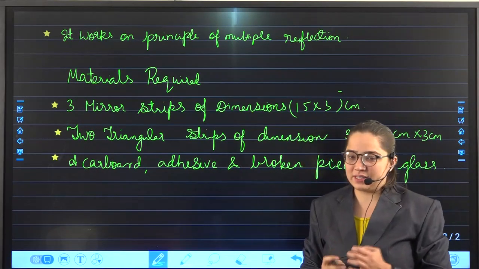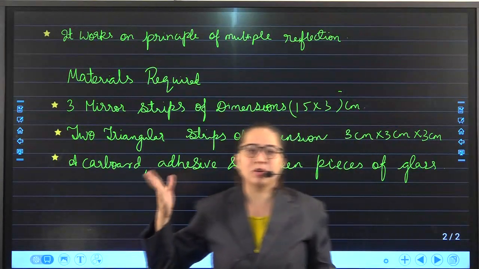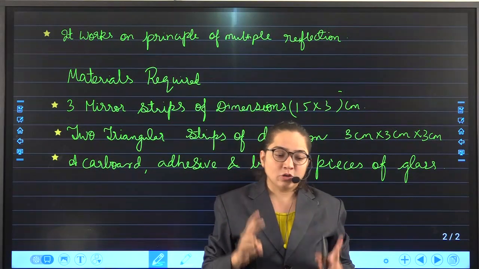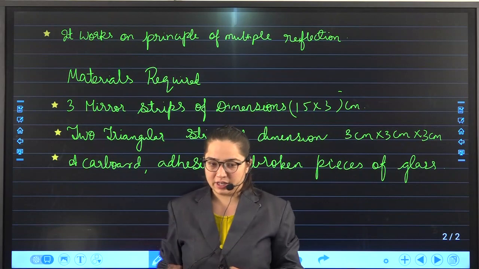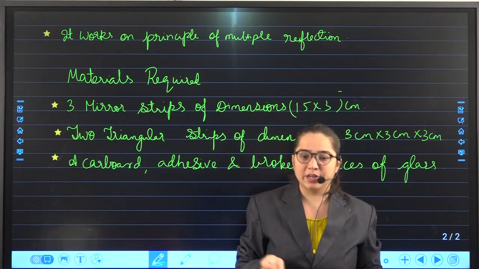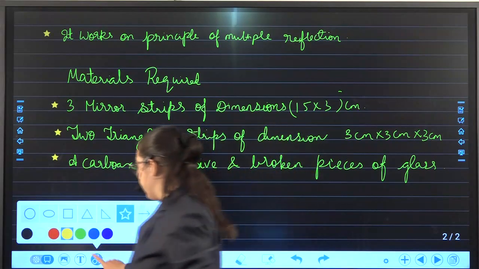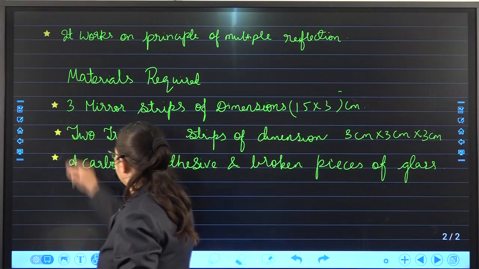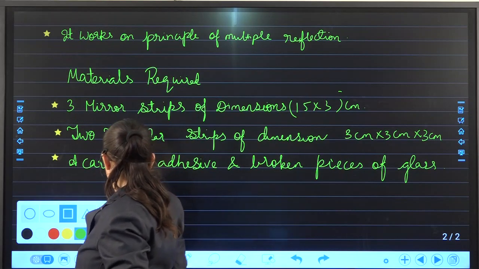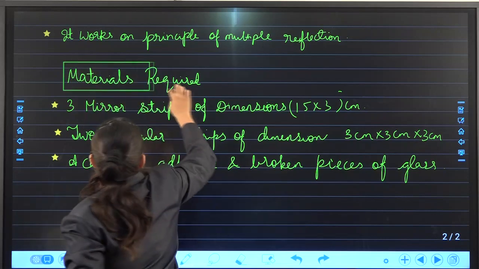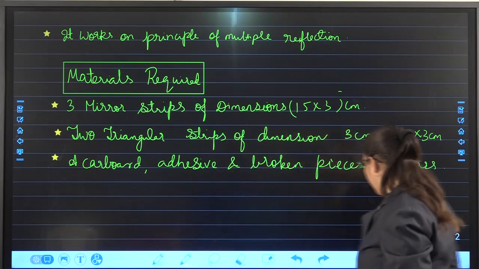What are the things needed? Once again, we need 3 mirror strips. What will be the dimensions? 15 centimeter cross 3 centimeter. Then 2 triangular strips, equilateral triangles of 3 cross 3 cross 3. A cardboard to wrap over it, an adhesive and broken pieces of glass. These are the materials needed for making the kaleidoscope. Now we will see how it is made, that is, its formation.